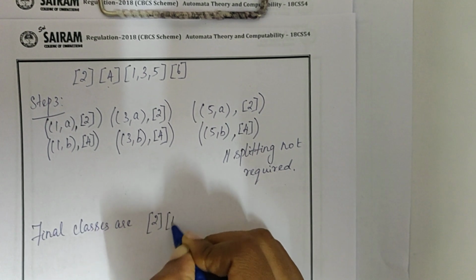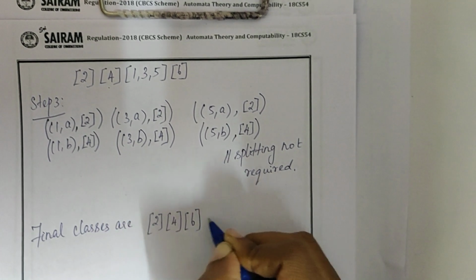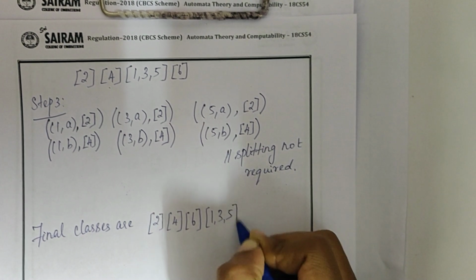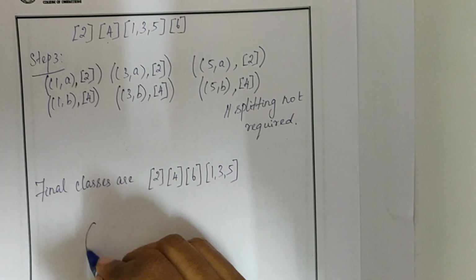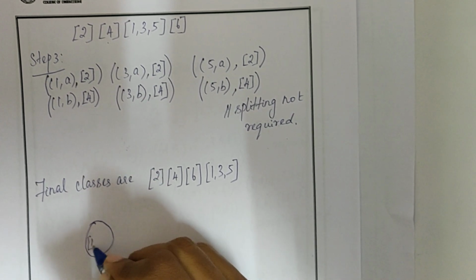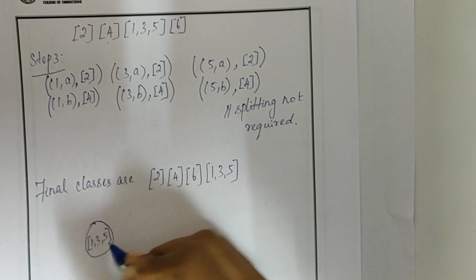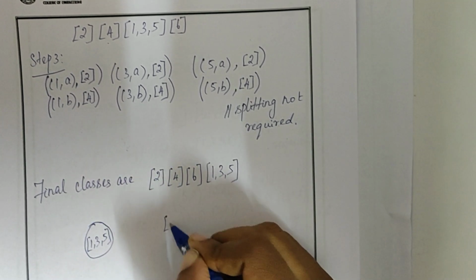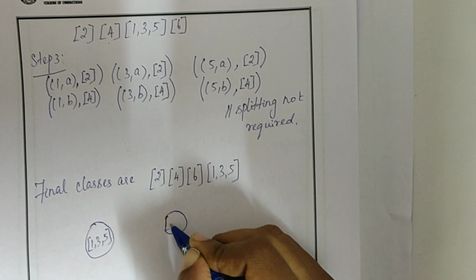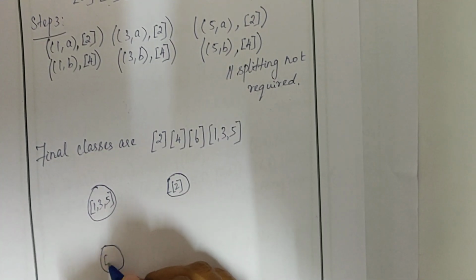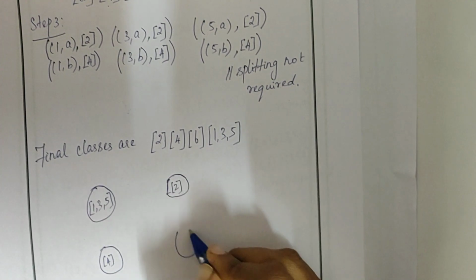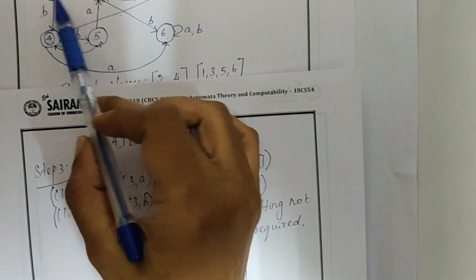So my final classes are {2}, {4}, {6} and {1, 3, 5}. Now you can write 1, 3, 5 together. Next is 2. Next I'll write 4 and 6.